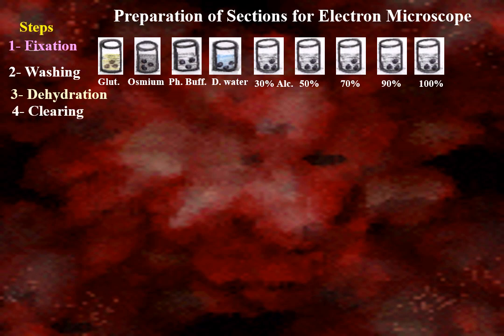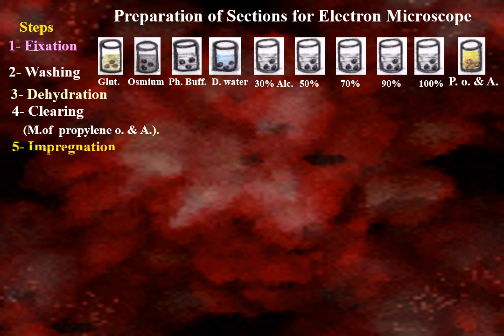Clearing is carried out through a mixture of propylene oxide and araldite. Impregnation is done by using 2 changes of araldite. Embedding is performed in plastic media.